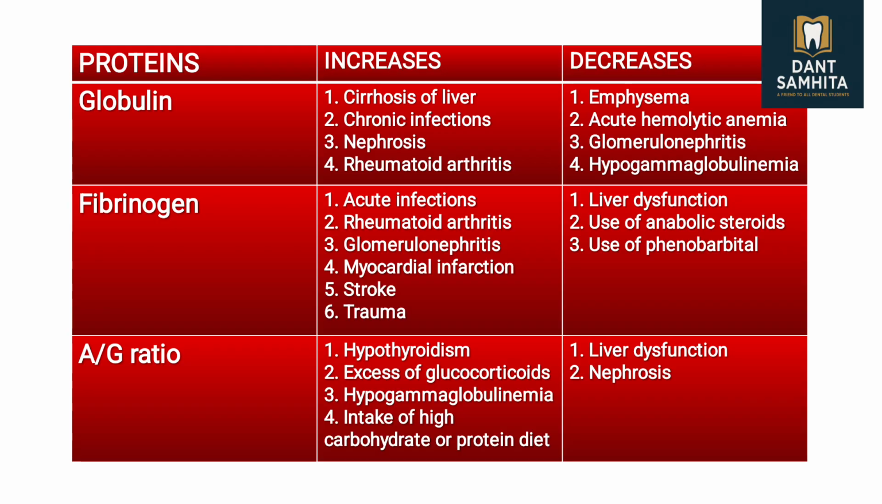Fibrinogen increases in case of acute infections, rheumatoid arthritis, glomerulonephritis, myocardial infarction, stroke, and trauma. It decreases in case of liver dysfunction, use of anabolic steroids, and use of phenobarbital. The albumin to globulin ratio normally increases in hypothyroidism, excess of glucocorticoids, hypogammaglobulinemia, intake of a high carbohydrate or protein diet, and it decreases in case of liver dysfunction and nephrosis.